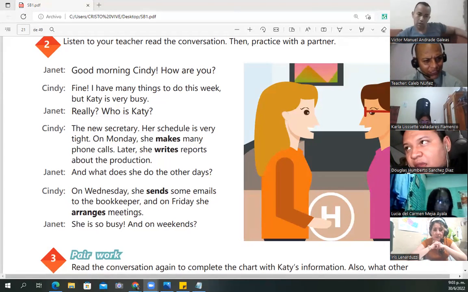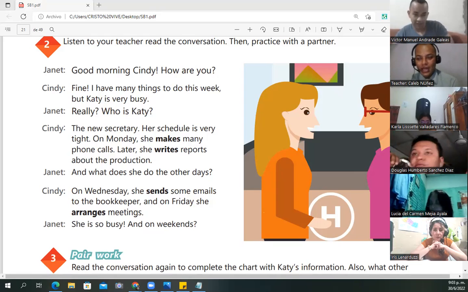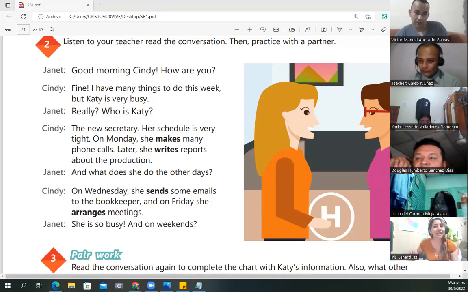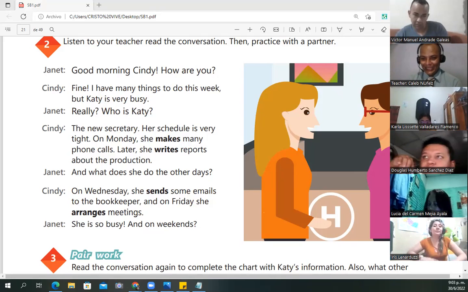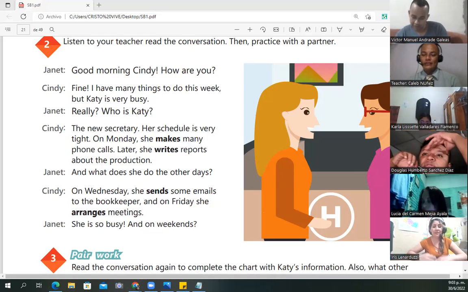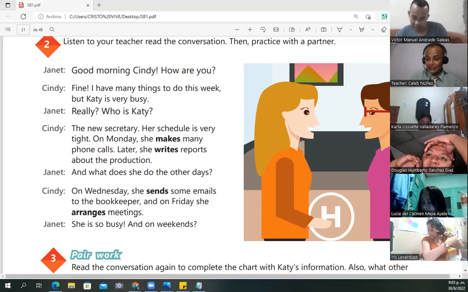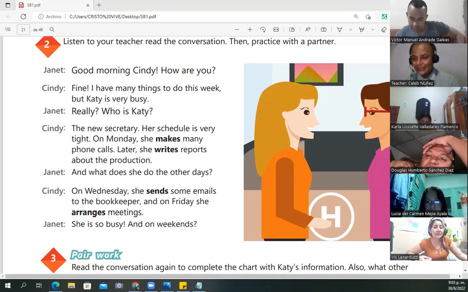Arrange. ¿Qué sería arrange? ¿A qué le suena eso? Organiza reuniones. Correcto. Puede ser como organizar, como gestionar, ¿ya? Arrange y en tercera persona, arranges. And on Friday, she arranges meetings. Okay, entonces ella organiza, ella coordina, ella gestiona las reuniones. Okay, the meetings. Las reuniones. Continue.